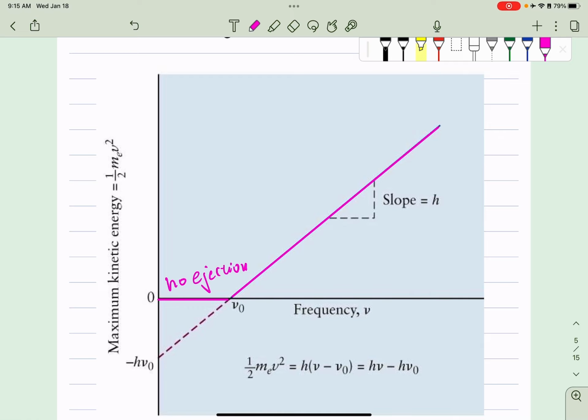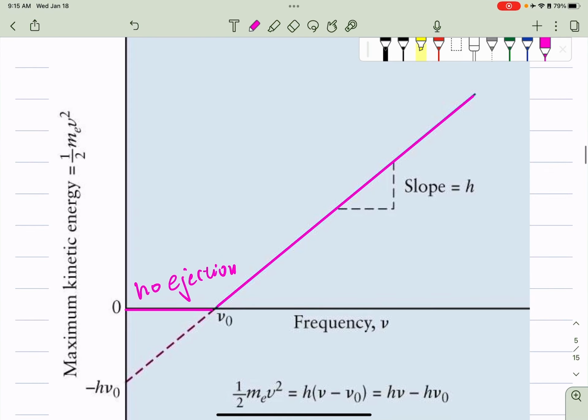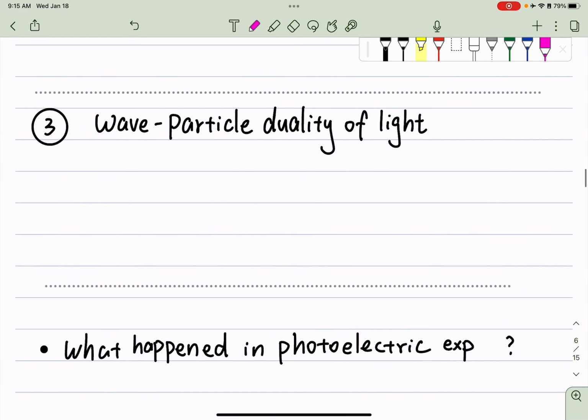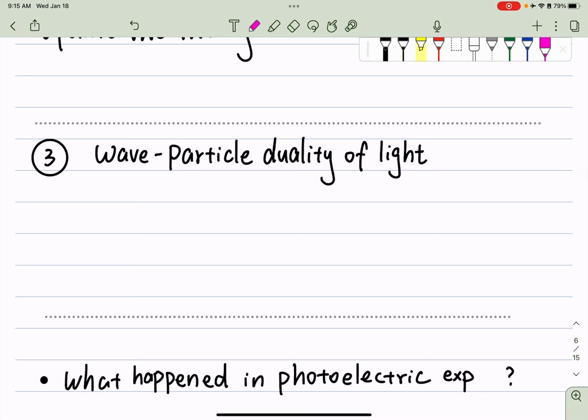So I'm going to use that quote again. What we say is whenever our experimental observation doesn't fit our existing theory, scientists will update the theory. So in this case, the classical picture of light behaving as a pure wave doesn't explain the experimental outcome of photoelectric experiments. So that's why Einstein came out with the new hypothesis, which is the wave-particle duality of light.